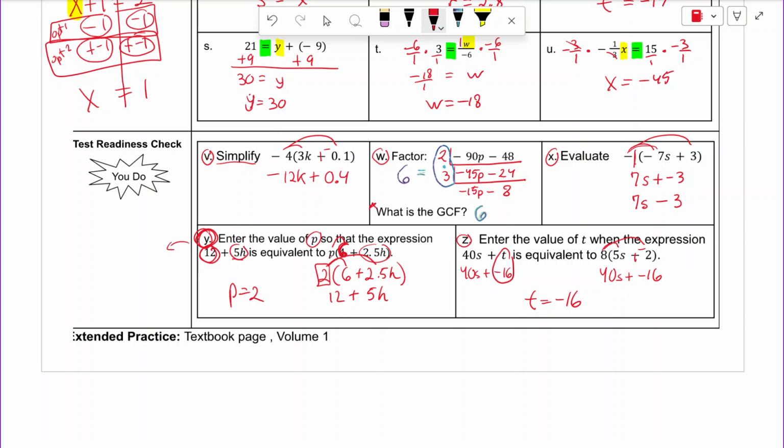And then finally, Z is to find the value of t when the expression 40s plus t is equivalent to 8 times the difference of 5s and 2. So I used my additive inverse over here, and I did my distributive property, and I got 40s plus negative 16. I lined up my answer with the simplified version. 40s is 40s, the plus sign is the plus sign. And so that means the t is the negative 16. So t is negative 16.